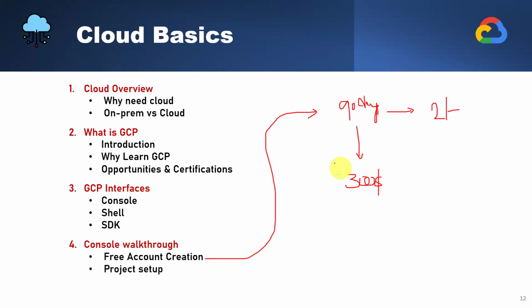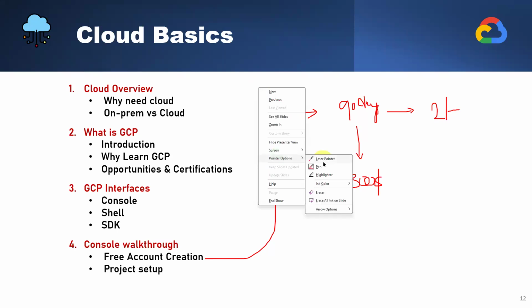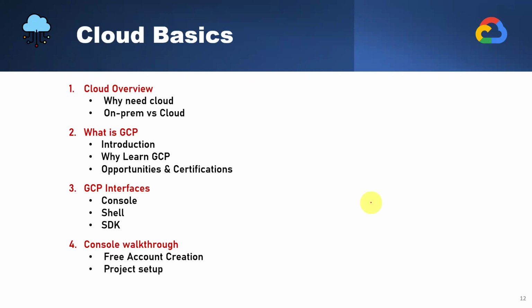And then I will tell you what a project is and how to set up a project in Google Cloud Platform, and how to enable billing and the APIs, which we will also see. So in the console walkthrough, I'll tell you how to create a free tier account, what a project is and its setup, and how to enable billing and APIs, billing management, all of those details we are going to see.